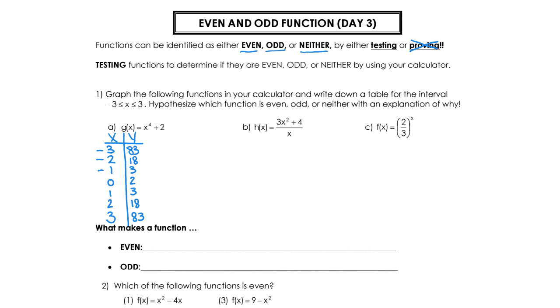Okay, I'm going to do the next one. So I'm going to go back to y equals. I'm going to clear it out. In this one, I would definitely recommend putting the whole numerator in parentheses. So I'm going to start with a parenthesis, 3x squared plus 4, and then I'm going to close the parentheses so my fraction knows that that whole expression is in the numerator, and then I'm going to divide it by, and then I'm going to do my whole denominator in parentheses.